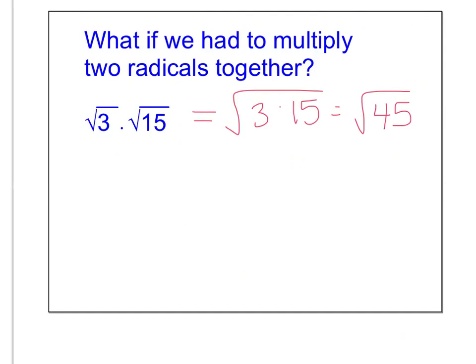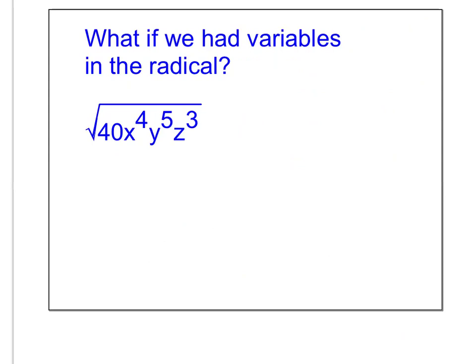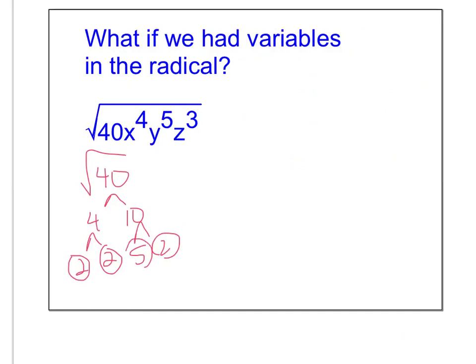Last one. What if we have radicals with variables? What we're going to do is figure out what the square root of 40 is first. 4 times 10 equals 40. Break down both the 4 and the 10. 2 times 2 is 4, and then 5 times 2 is 10. Again, looking for your buddies. The two 2s become 2 square root 10, because I'm taking the 5 and the 2, multiplying them together, and leaving them inside.